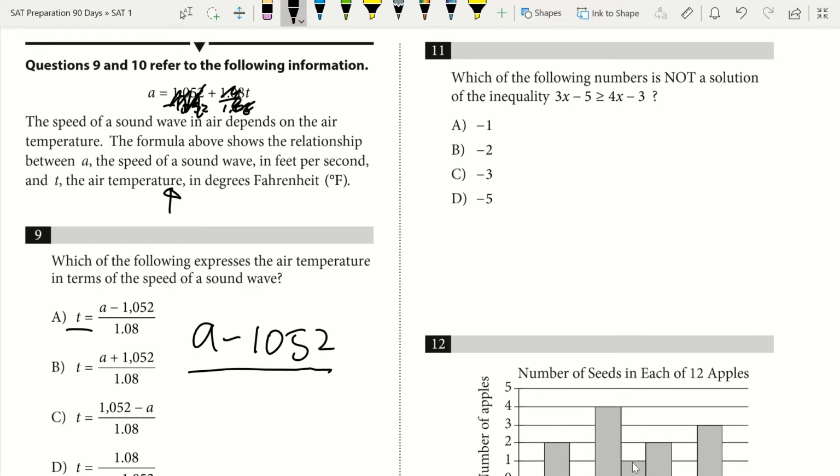So dividing each side by 1.08. So this right here would be my answer. Let's go ahead and find which one has that. I see that that's going to be A for number 9. So the answer there is going to have to be A.